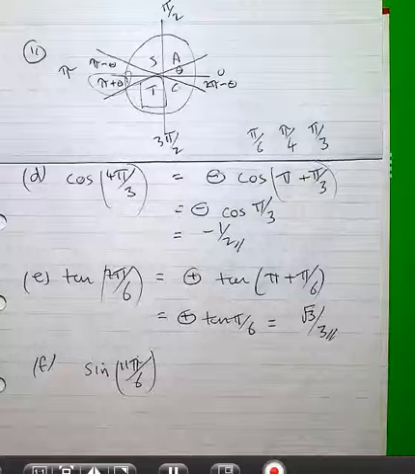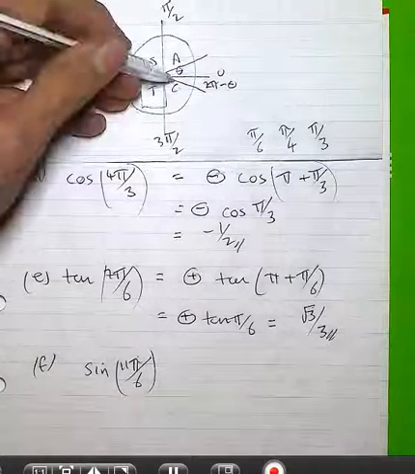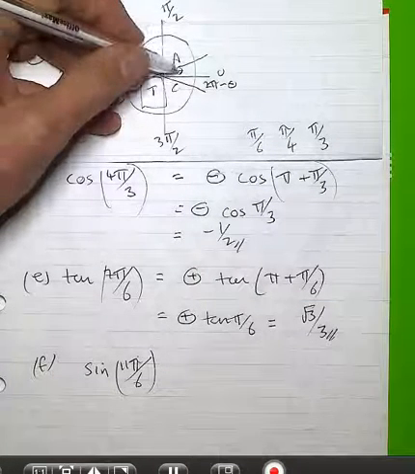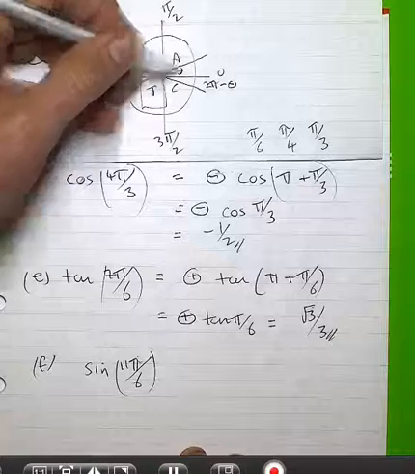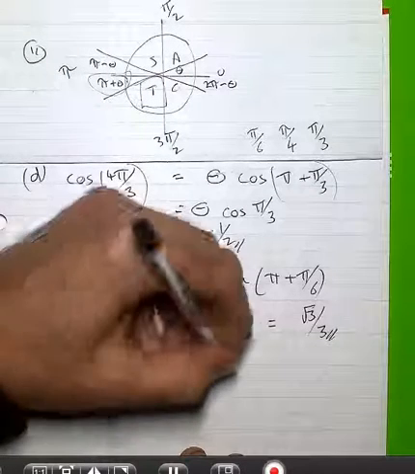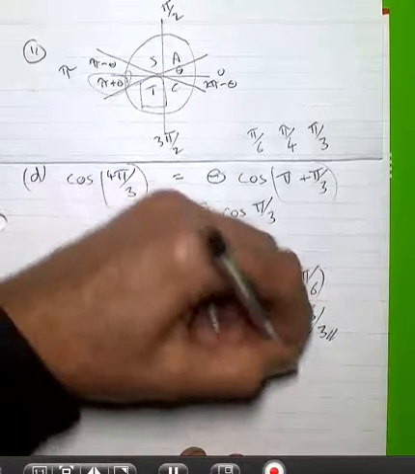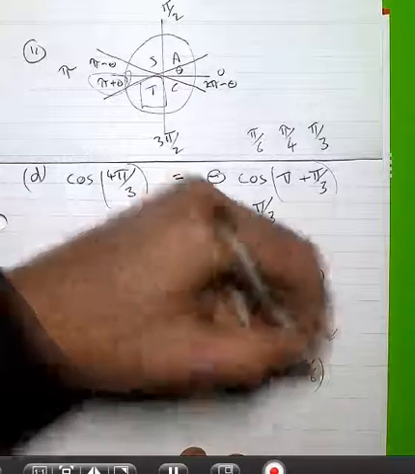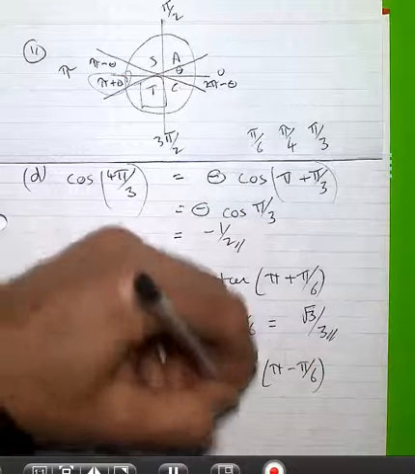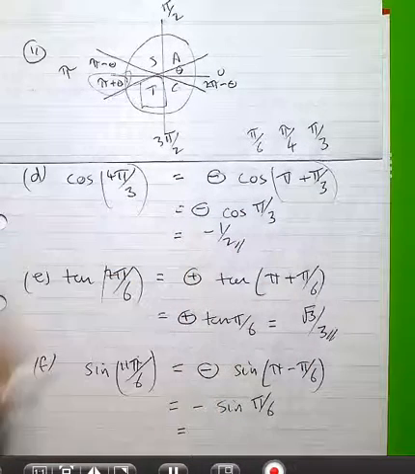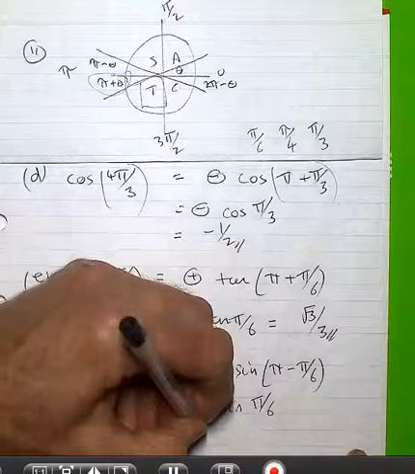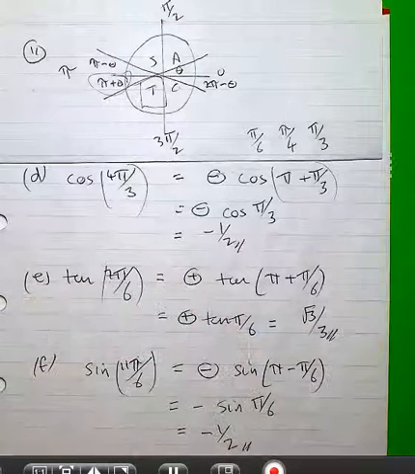In the case of F, we're now in the fourth quadrant, in the 2 pi minus theta category. So it's negative sine of 2 pi minus pi on 6. Negative sine pi on 6. And when we work that out, that will be negative a half.